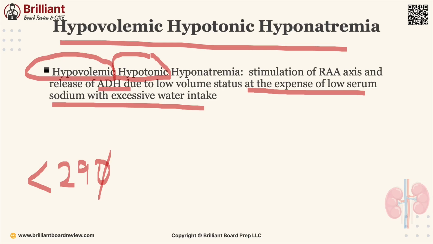Extrarenal causes of hypovolemic states include sodium loss from the GI tract, nausea and vomiting, and insensible loss of chloride from sweat, burns, and the respiratory tract. Your urine sodium will usually be less than 20 milliequivalents.